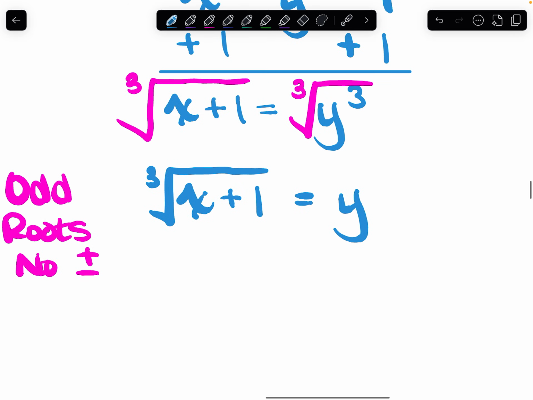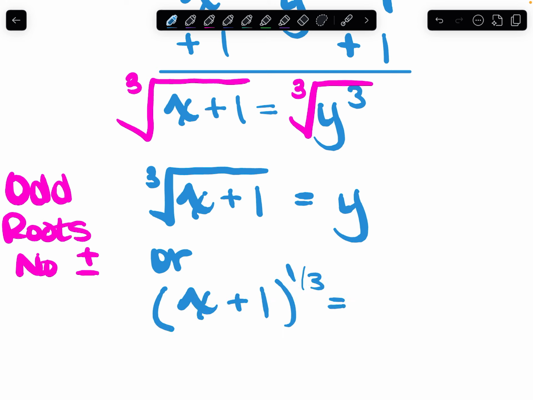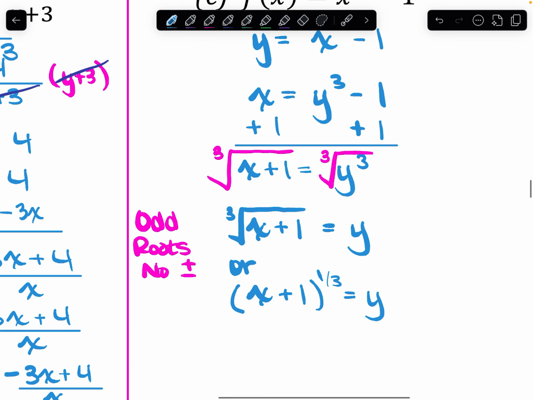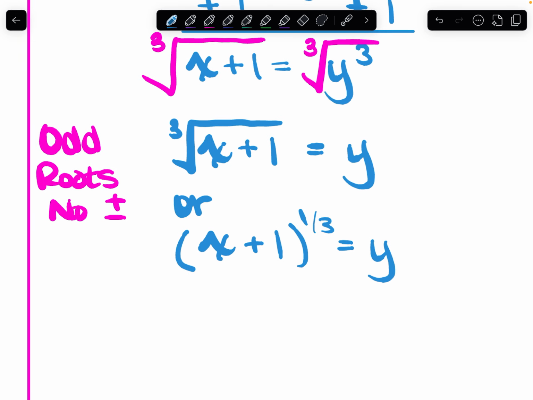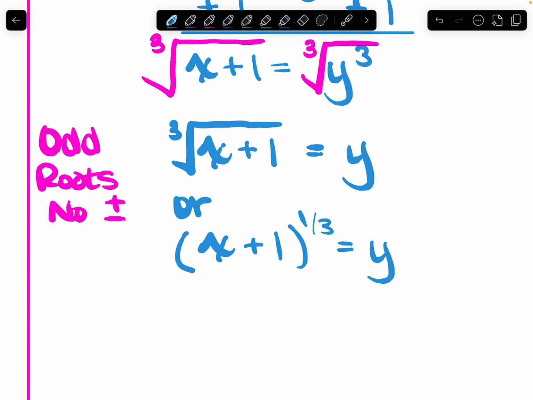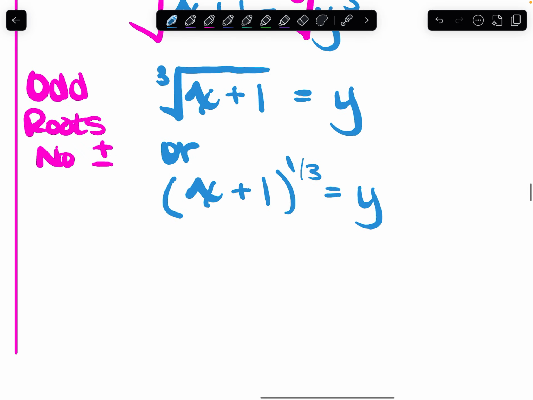Or a cube root is equivalent to a 1/3 exponent. So if you would rather write it as x plus 1 raised to the 1/3 power, those are the same things. So it's interchangeable. Just depends on how you'd rather look at it. I like the cube root better. But again, nothing wrong with either one.